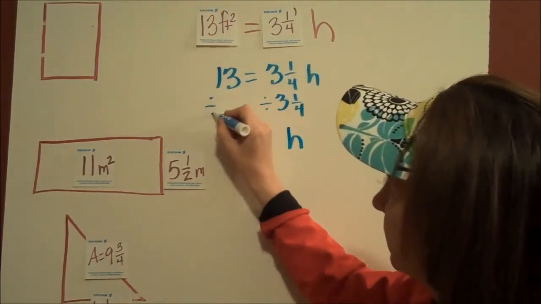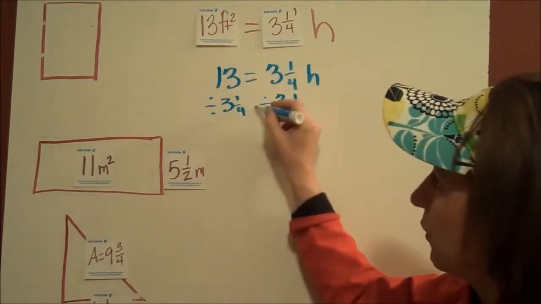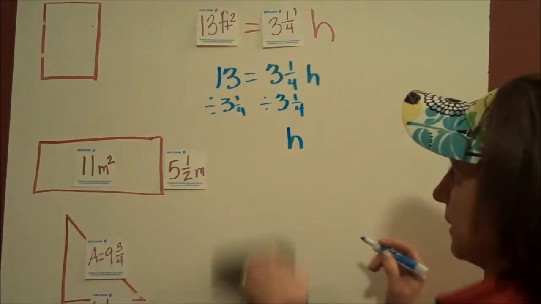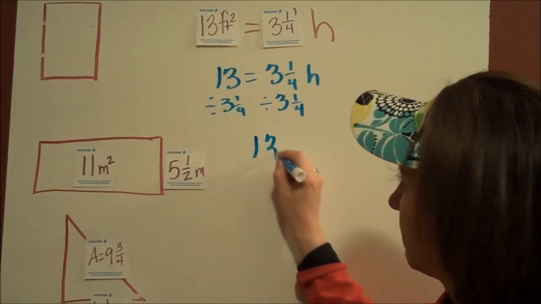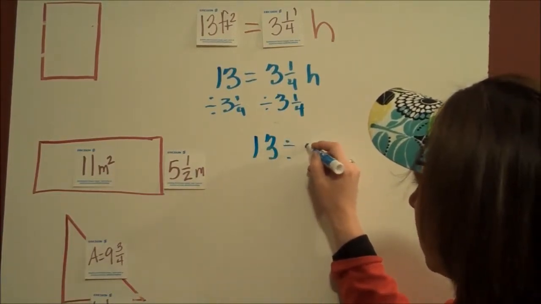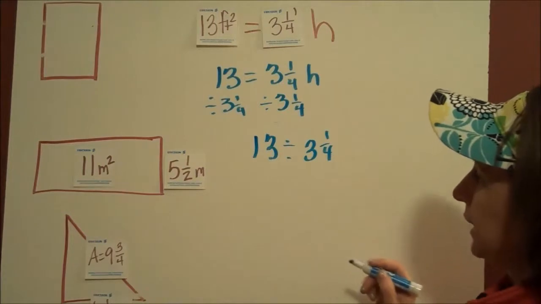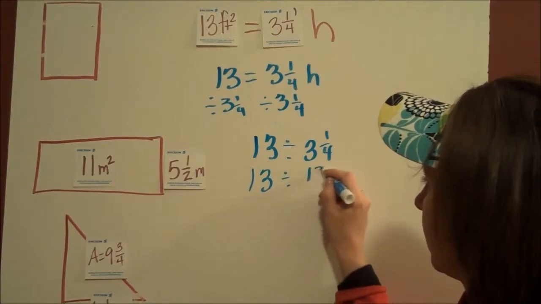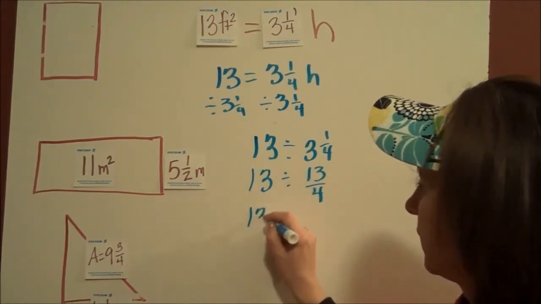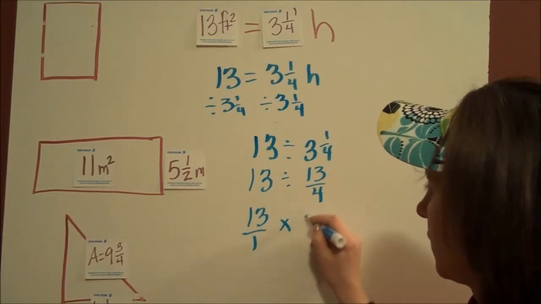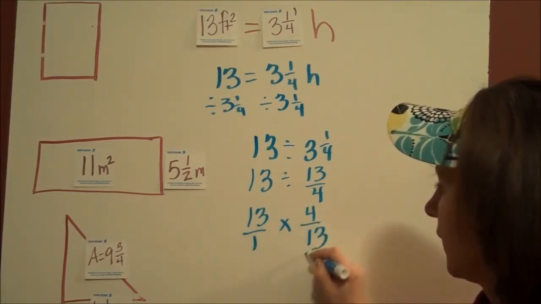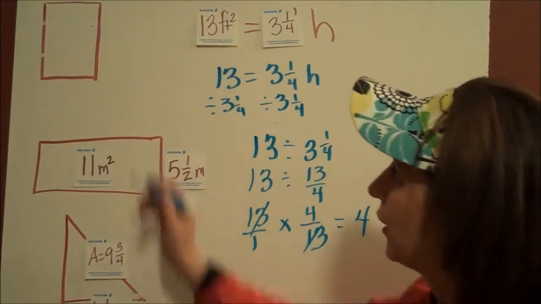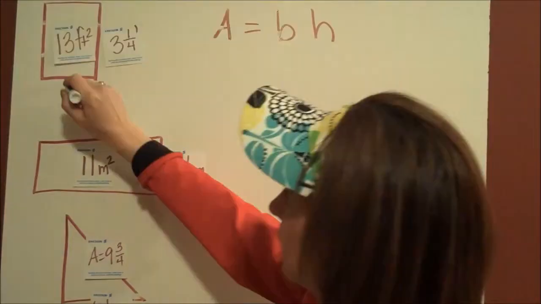3 1/4 times h divided by that is h. And this problem becomes the one that I have to solve. 13 divided by 3 1/4. And of course, we remember that writing it this way makes it easier to solve. So 13 divided by 3 1/4 is the same as 13 divided by 13/4. Stay, switch, flip, simplify, then multiply. 4 is our missing side.